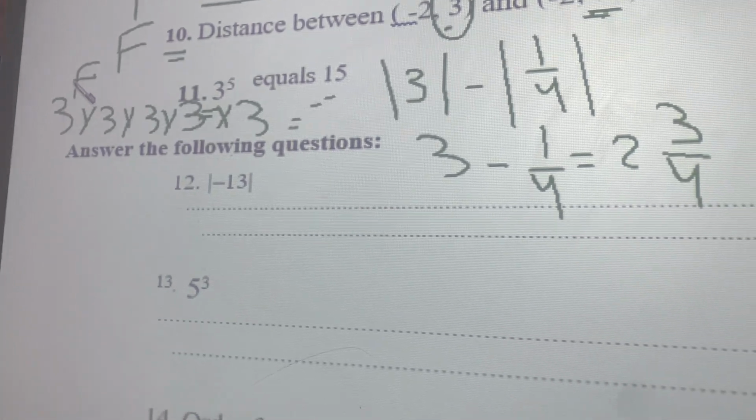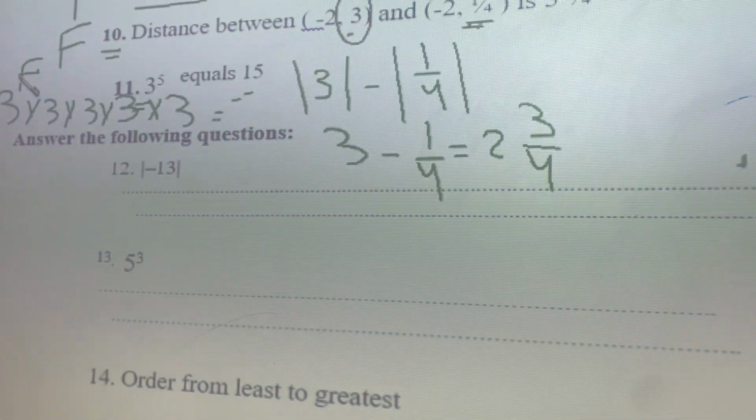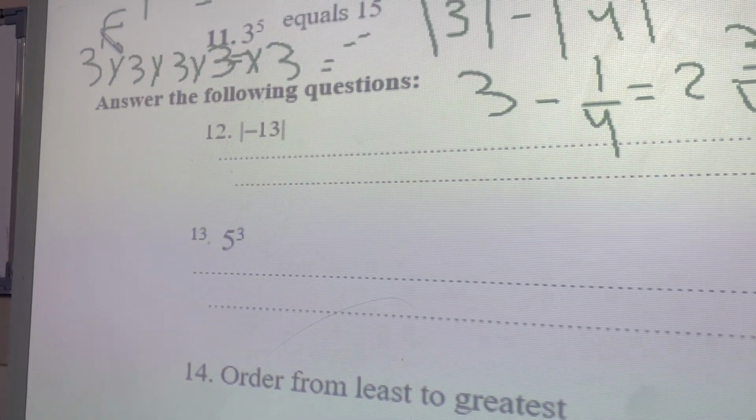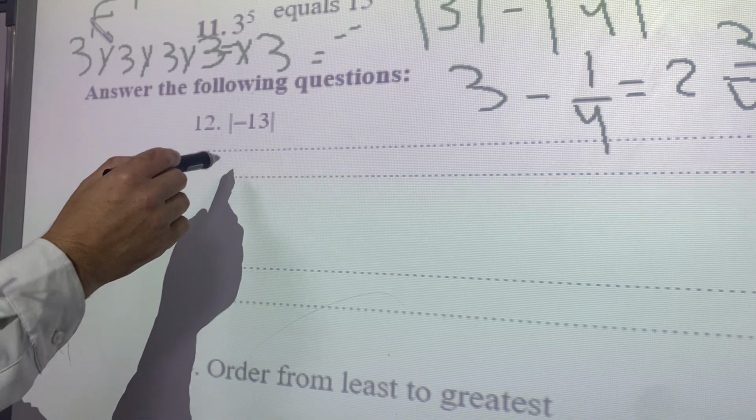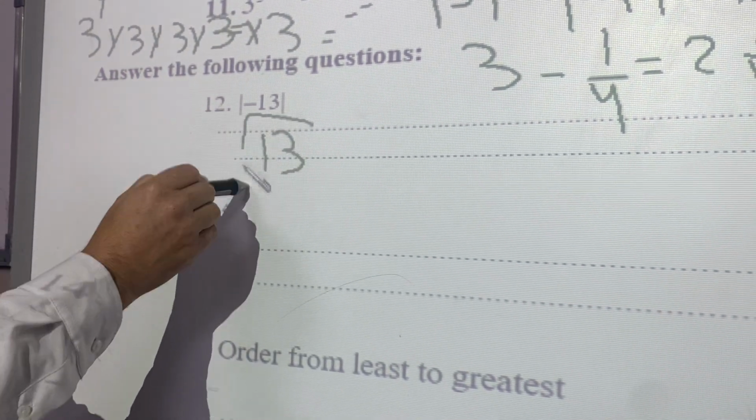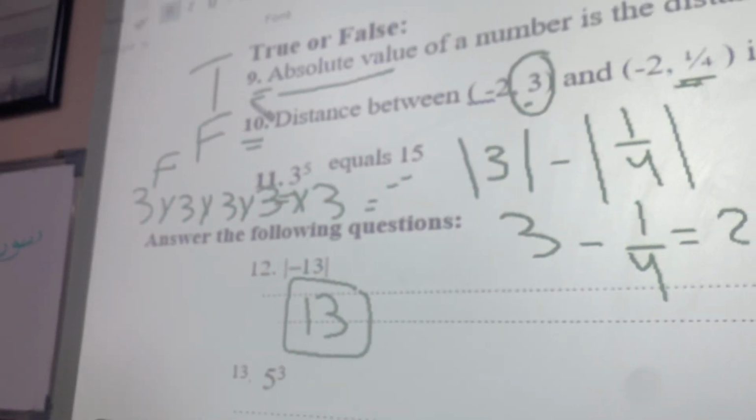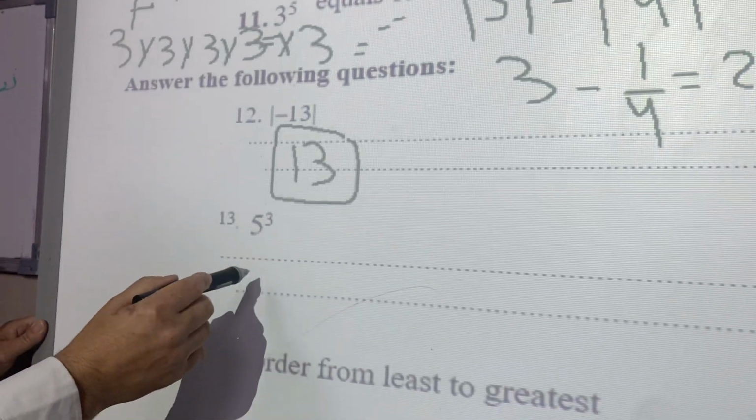Now answer the different questions. Number 12, he wants the absolute value of negative 13. I told you this is an easy question. We just put the same number, 13, but it should be positive because it's distance, as we mentioned here.